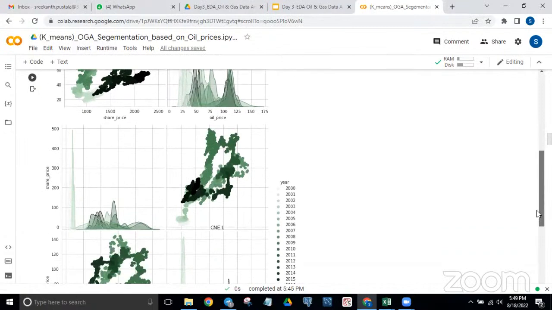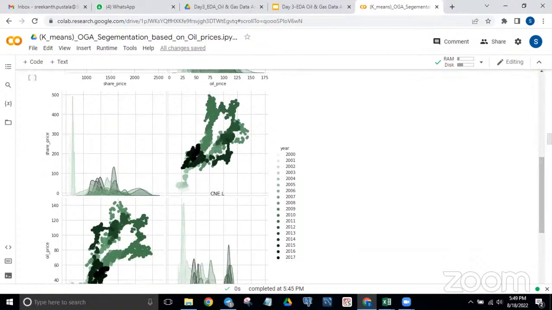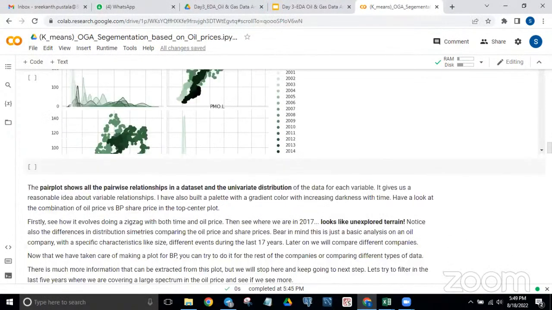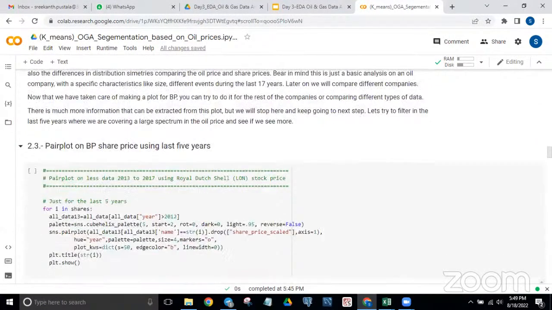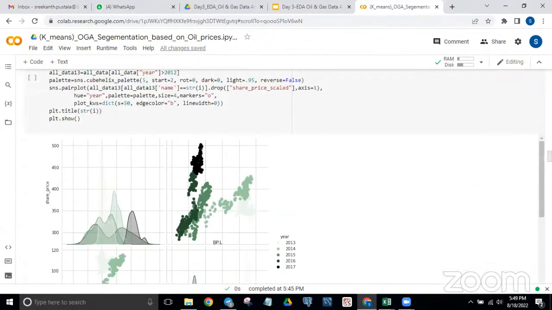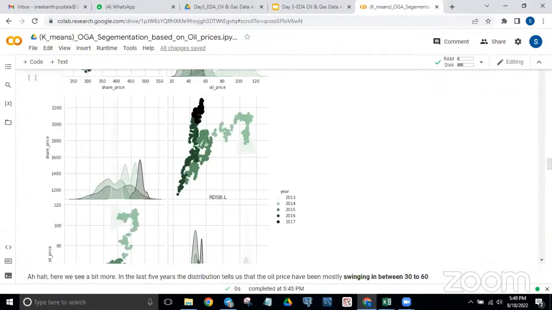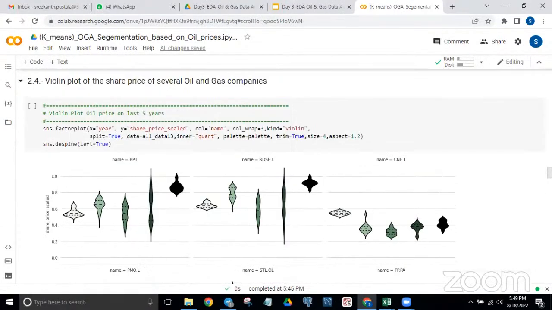So we can do this analysis on different companies. Okay, we have continued this analysis on different companies. So in the same way, we can compare these values. Okay, we have number of plots here.